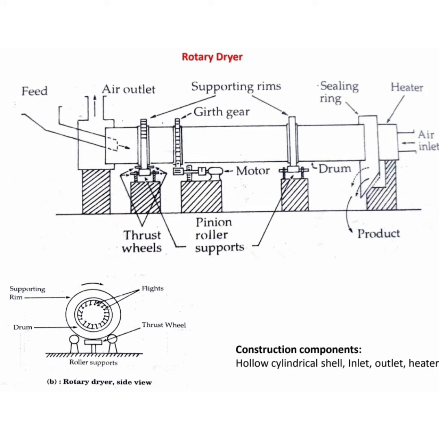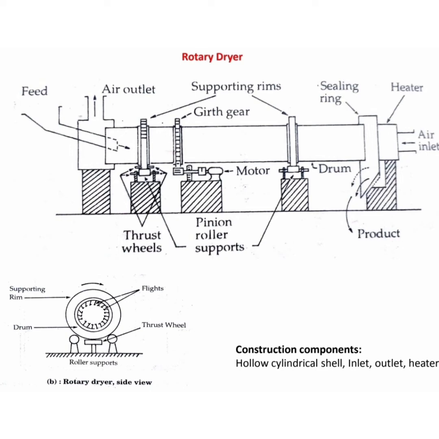Rotary dryer is a directly or indirectly heated dryer used for drying of free-flowing granular material on a large scale. It consists of a hollow cylindrical shell of diameter 1 to 3 meter and length 3 to 30 meter supported on rollers so as to rotate. Inside, the dryer consists of flights which lift the material. The cylindrical shell is rotated by gear mechanism with the speed of 2 to 25 rpm.